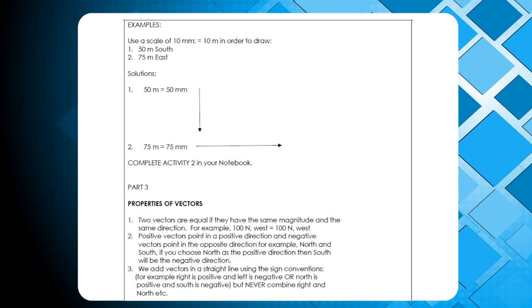Part 3. Properties of vectors. 1. Two vectors are equal if they have the same magnitude and the same direction. For example, 100 N west equals 100 N west. 2. Positive vectors point in a positive direction and negative vectors point in the opposite direction, for example, north and south. If you choose north as the positive direction, then south will be the negative direction. 3. We add vectors in a straight line using the sign conventions, for example, right is positive and left is negative, or north is positive and south is negative, but never combine right and north, etc.